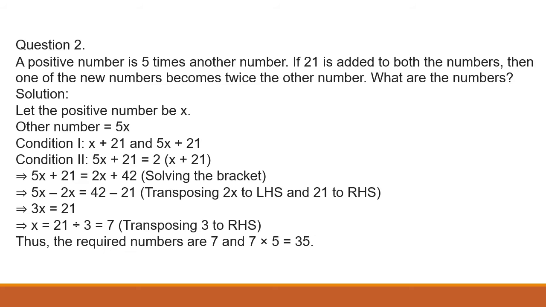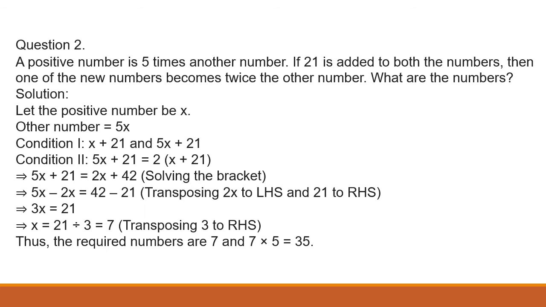Children, I hope you understood this. Once again, consider the positive number as x, and the other number as 5x. The first condition is that 21 is added to both the numbers: x plus 21 and 5x plus 21. Then the second condition is that one of the new numbers becomes twice the other number. That means 5x plus 21 becomes twice the other number, 2 times (x plus 21). So 5x plus 21 equals 2 times (x plus 21).